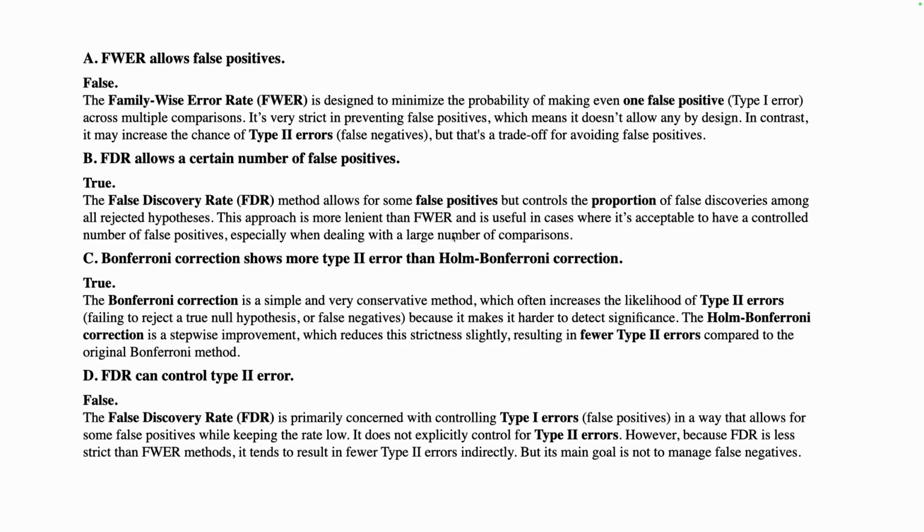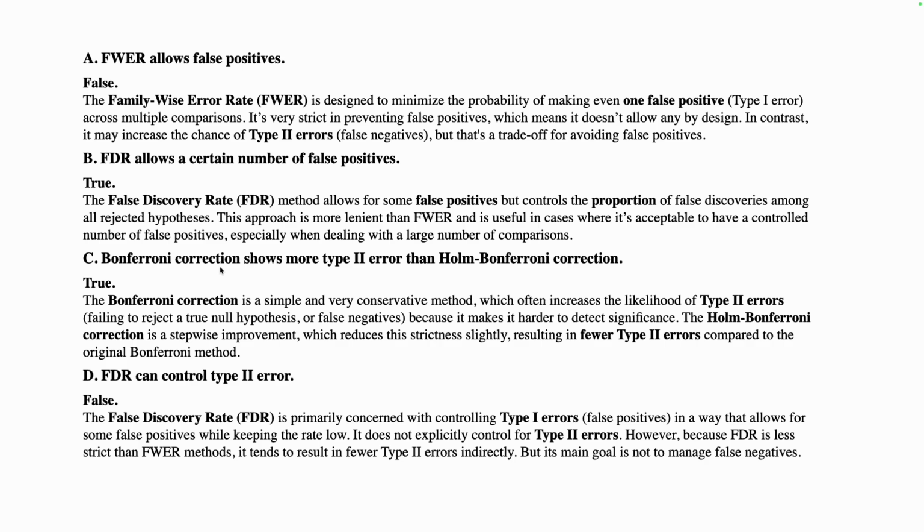So this approach is more lenient than the family-wise error rate and is useful in cases where it's acceptable to have a controlled number of false positives, especially when dealing with a large number of comparisons. So this option is true.